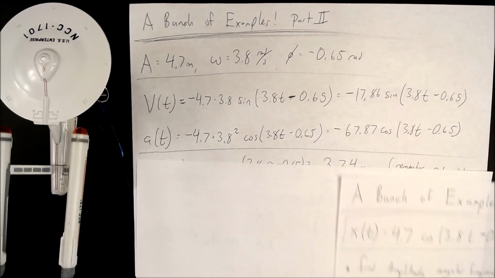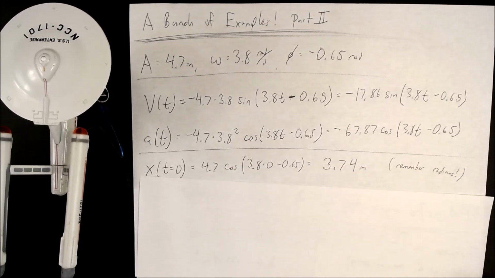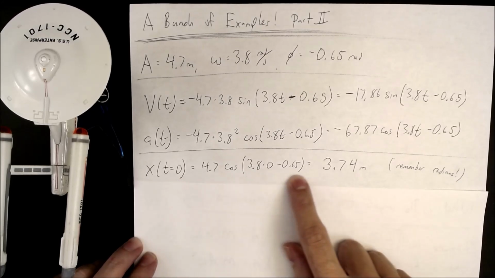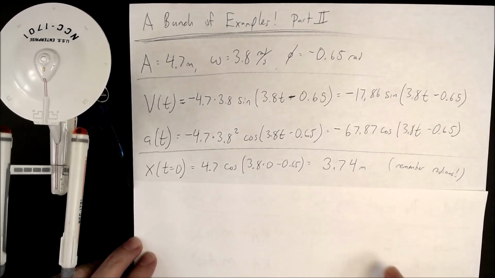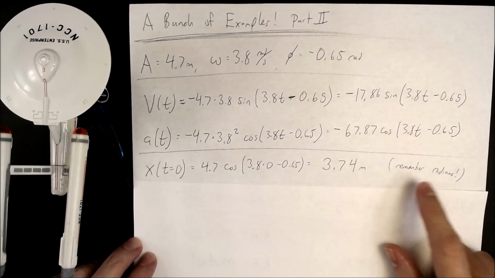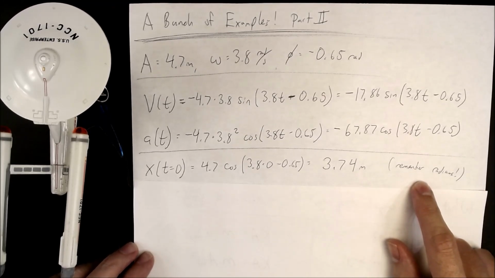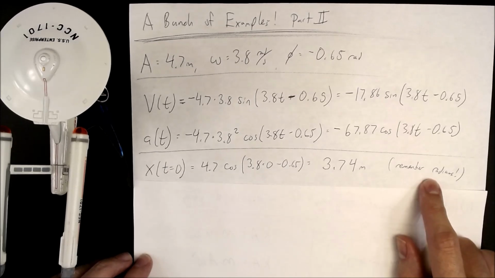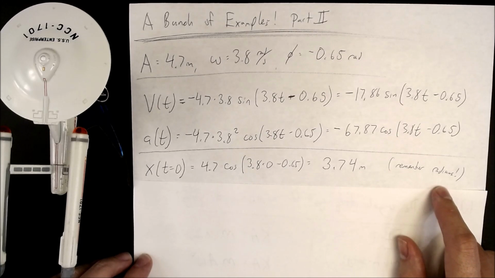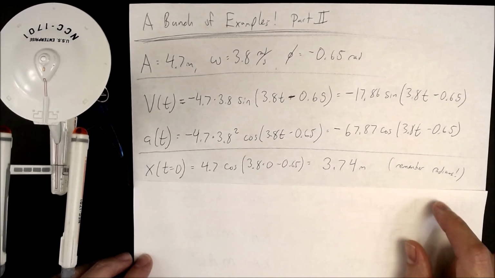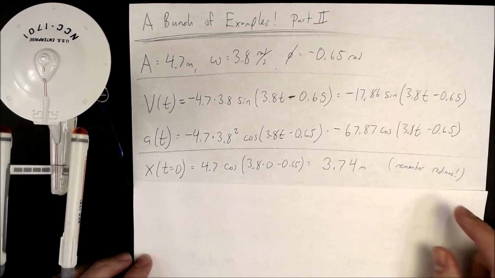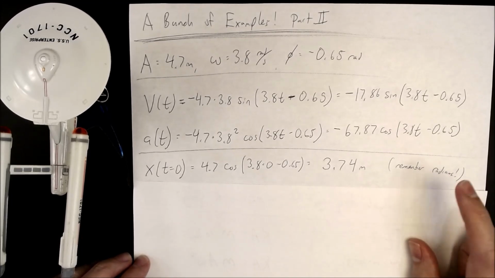We get that the initial position in x is 3.74 meters. Now, when I was solving this just a little bit ago on my own, I forgot to tell my calculator to go to radians instead of degrees. And so when I did it in degrees, I got a ridiculous answer. And so I had to look at maybe why I got that ridiculous answer. Like, oh, I needed to change it to radians.